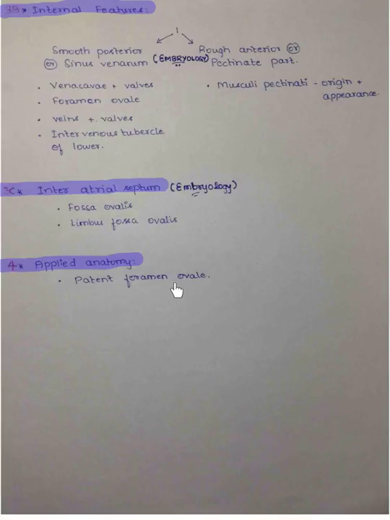But since the lungs are now present after birth, it should close, and if it is not closed, it would cause mixing of the blood coming from the right atrium into the left atrium. Therefore, the deoxygenated blood gets mixed with the oxygenated blood, and the oxygen delivered to the tissues is very much less.